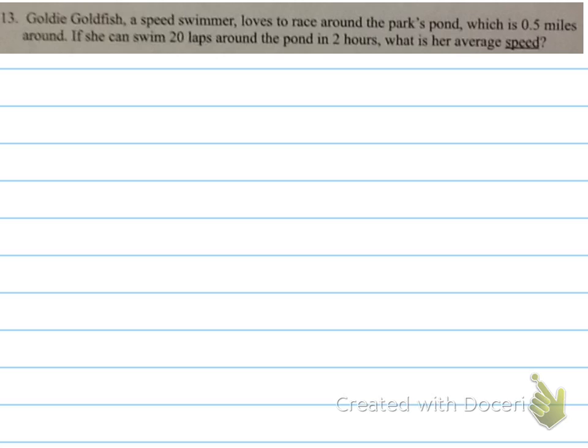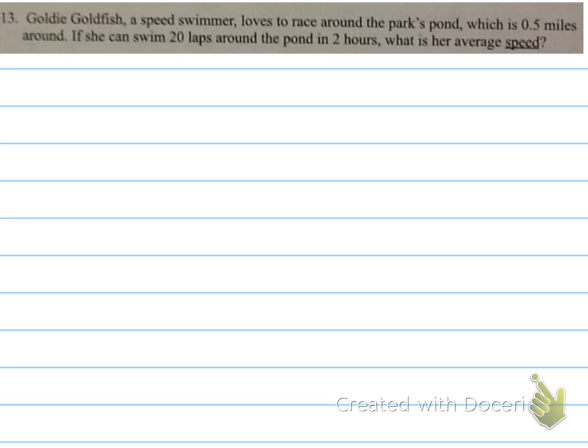The next one asks us to solve each problem. Be sure to show your work. Goldie Goldfish, a speed swimmer, loves to race around the park's pond, which is 0.5 miles around. If she can swim 20 laps around the track in 2 hours, what is her average speed?